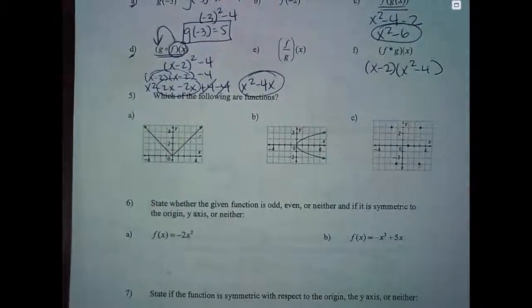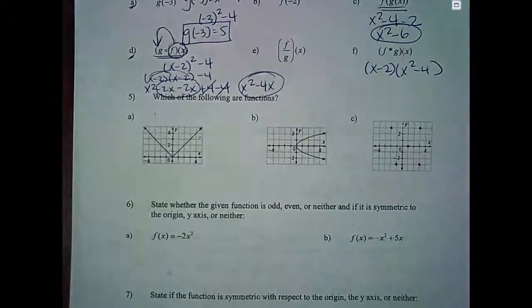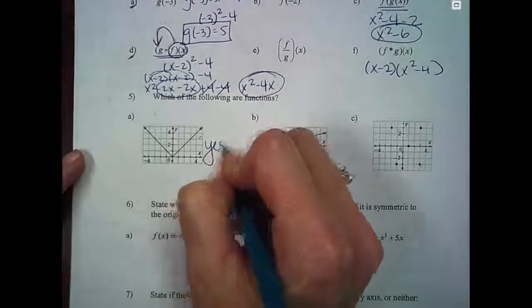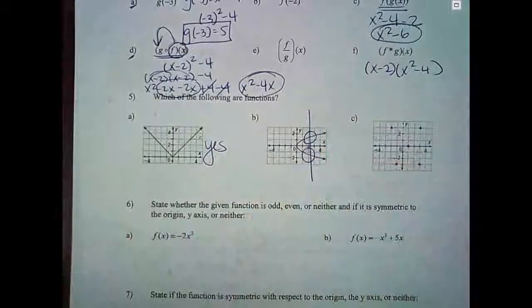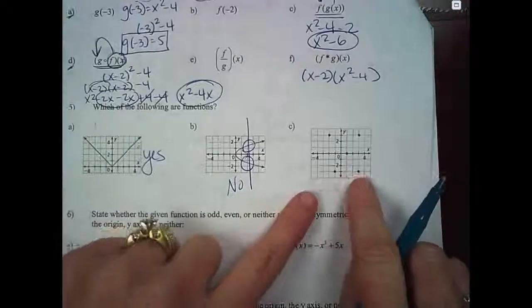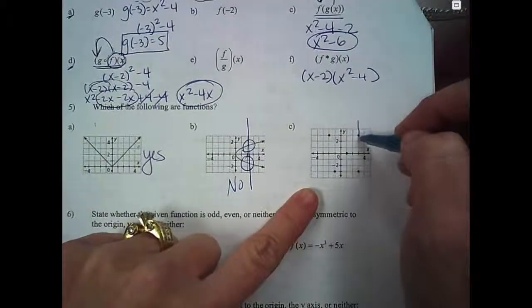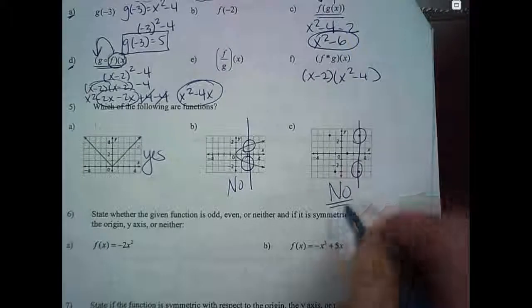Alright, let's go to number 5. Which of the following are actually functions? Remember, a function has to pass a vertical line test. Can I draw a vertical line through A and it only touch one point? Yes, so this is a yes. What about B? If I draw a vertical line right here, it touches it twice, so is it a function? No. And then here, you kind of just have to check. Right here, here's the problem. If I draw a line right here, it touches those 2 points. So there's a no.